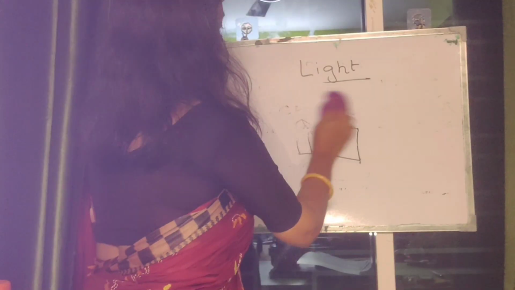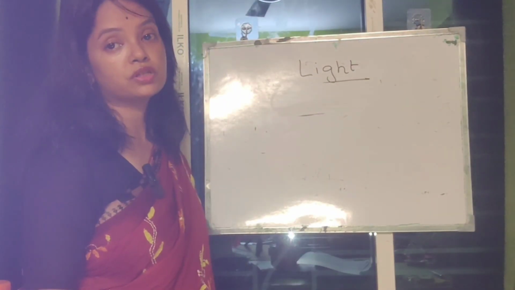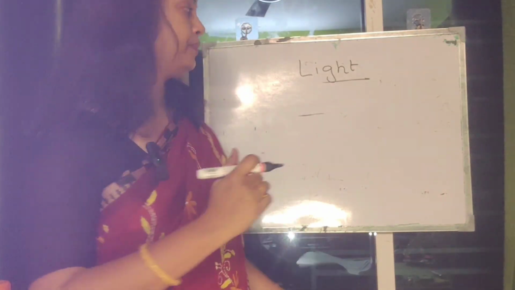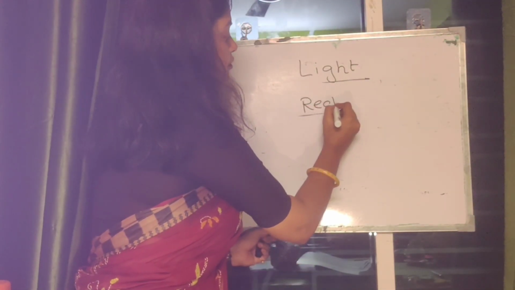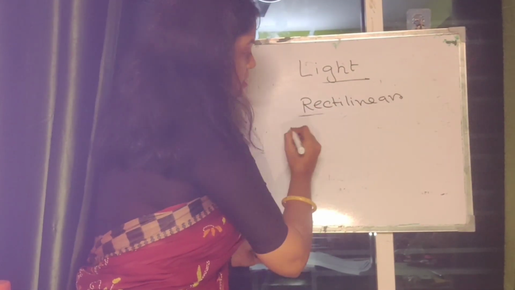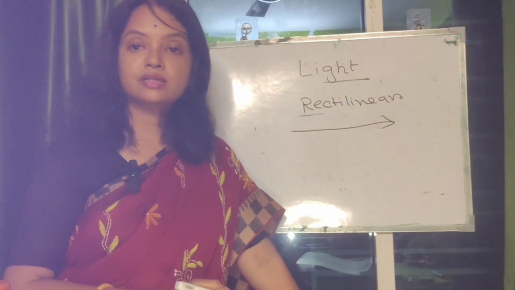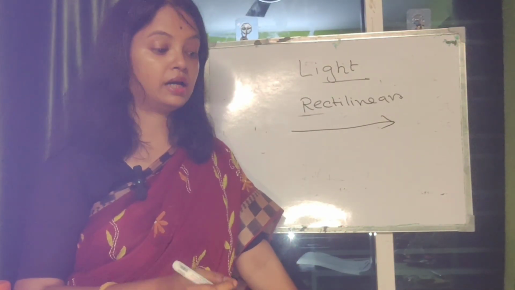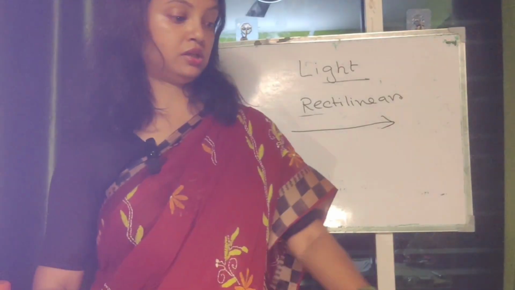For this, I can see, wait, light moves in a rectilinear motion. That is, light always moves in a straight line. The straight line is called rectilinear. That is, light always passes through a straight line. It cannot bend up or bend down. Now, I can also show you about this.